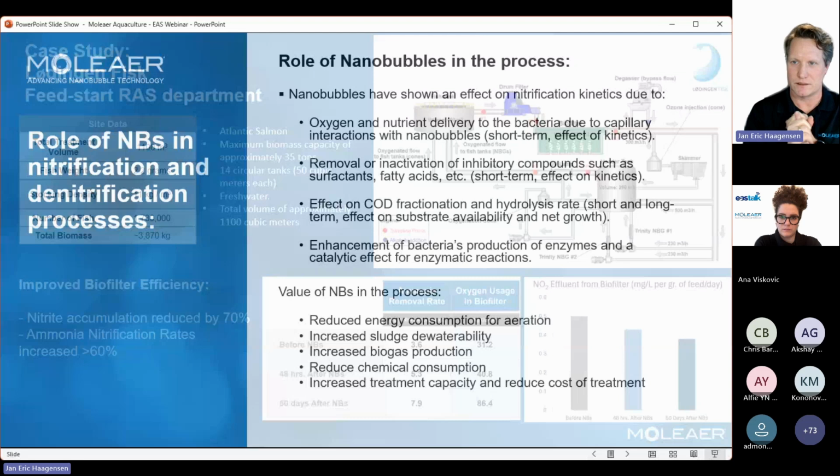A system like this can use less aeration, especially for the taking out of particles part, with increased sludge dewaterability, increased biogas production and concentration, and reduced chemical consumption because the chemicals are working much better with nanobubbles, or enhancing their effect, and therefore increased treatment capacity. And all in all, there is a large reduction in cost of this treatment.